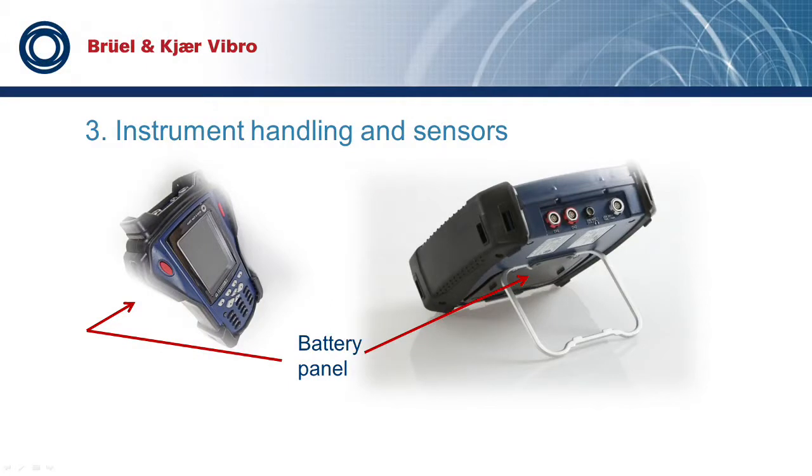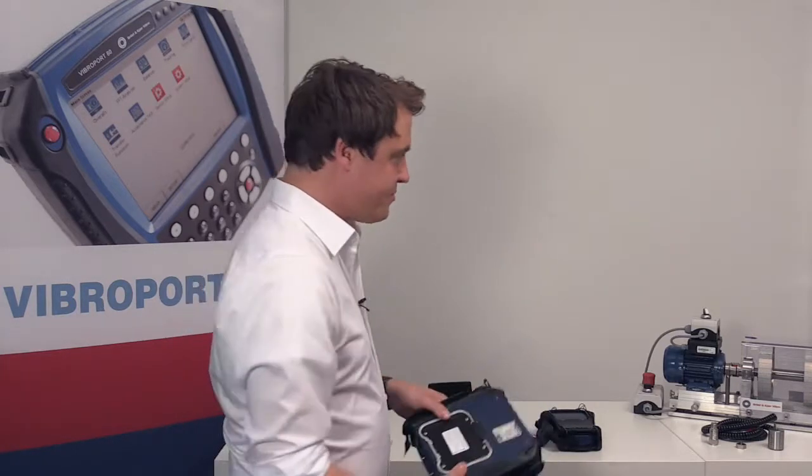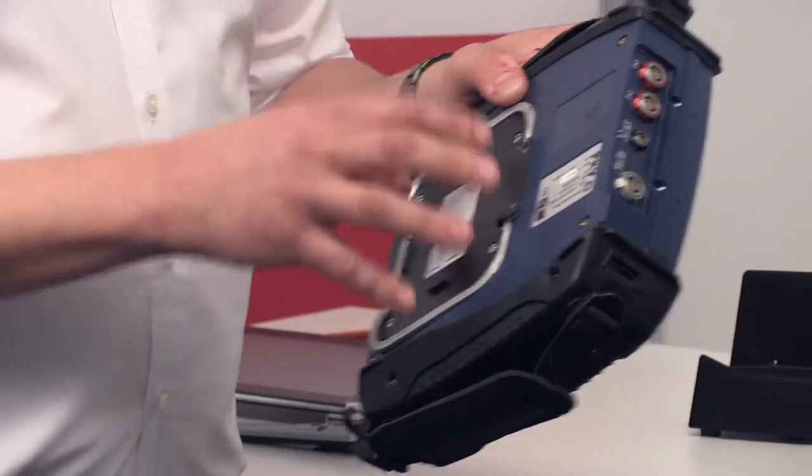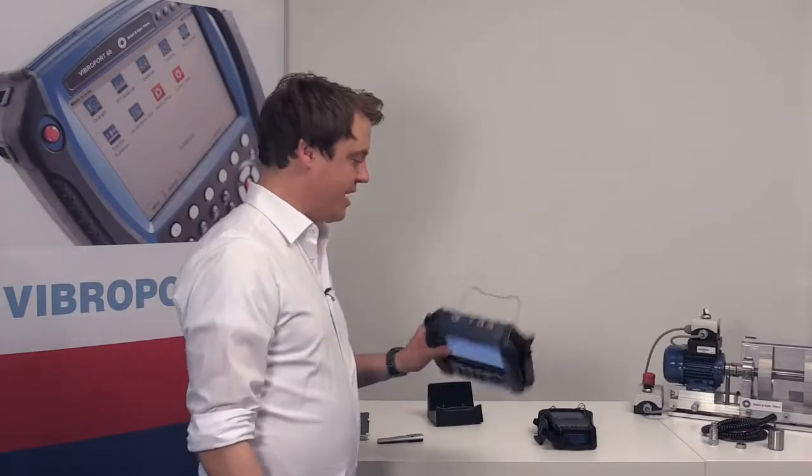There are further utilities and possibilities with the instrument. If you look on the back side on both instruments, there's a battery cover, which can be screwed out with a screwdriver, and there is a sealing around, of course, to be dust and waterproof, once again, to fulfill IP65. This battery panel, there is a larger battery for the bigger instrument and a smaller battery for the small instrument. Another, let's say, differentiator to the VIBROTEST 80, which makes it more convenient, is a very nice bracket which is behind the VIBROPORT 80.